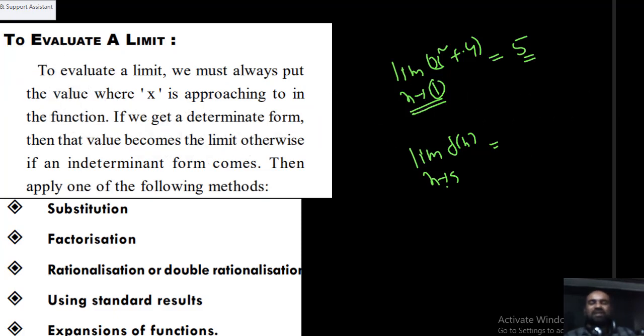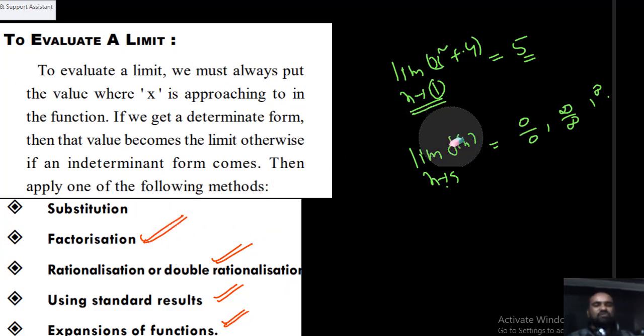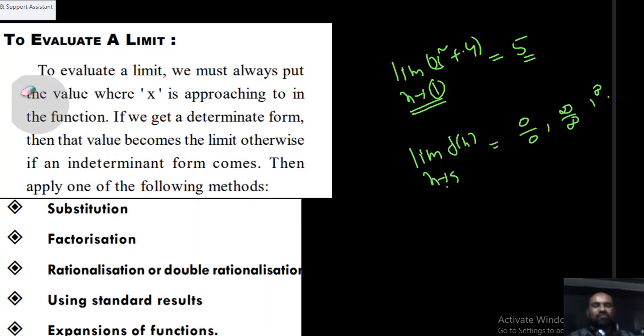If on substituting you get an indeterminate form, either 0 by 0, infinity by infinity, or 1 to the power infinity, etc., then by using alternate methods you can find the limit of the function. Here some alternate methods are given: the factorization method, rationalization method, using standard results, and exponential expansion of functions. By using expansion of functions also you can find it. After substituting x equal to a in the given function, if you get an indeterminate form, by using any one of these you can find the limit of the function.